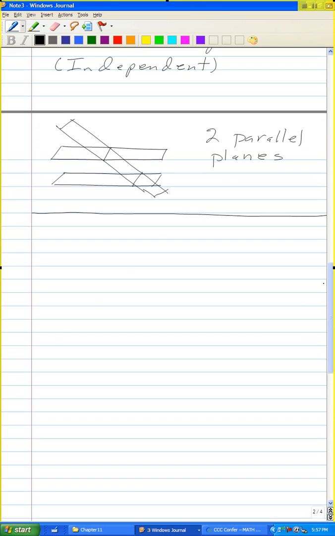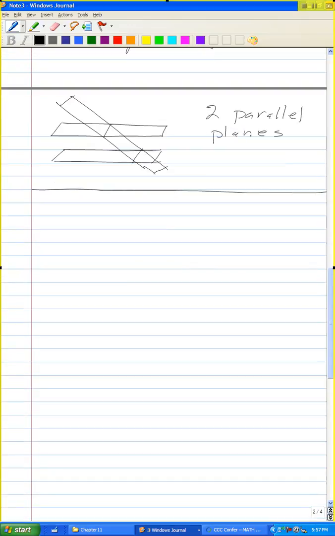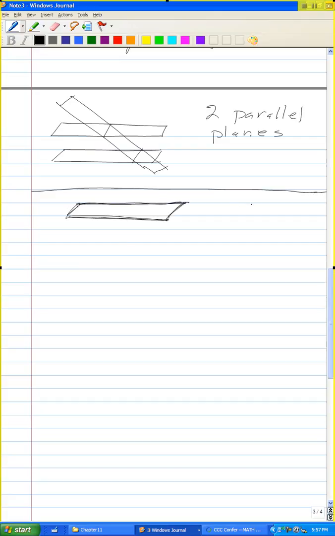Next, suppose we have one plane, two planes that are the same, and let's have three planes that are the same. So there are three coincident planes.